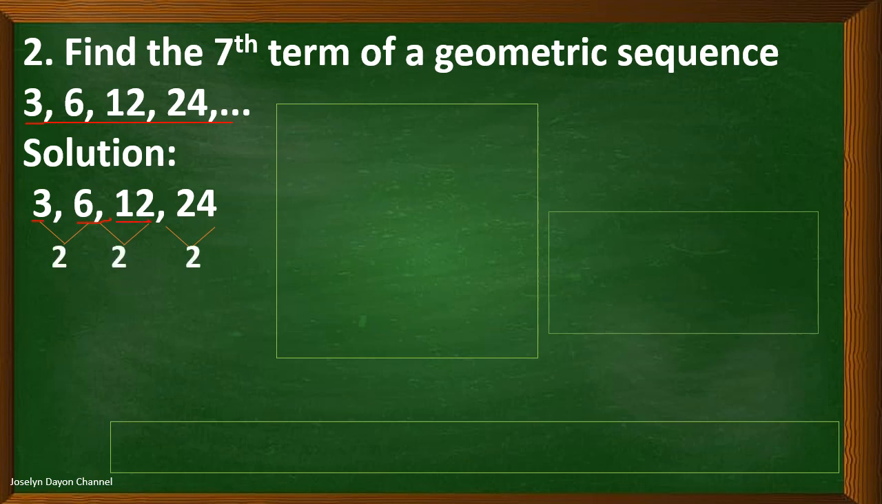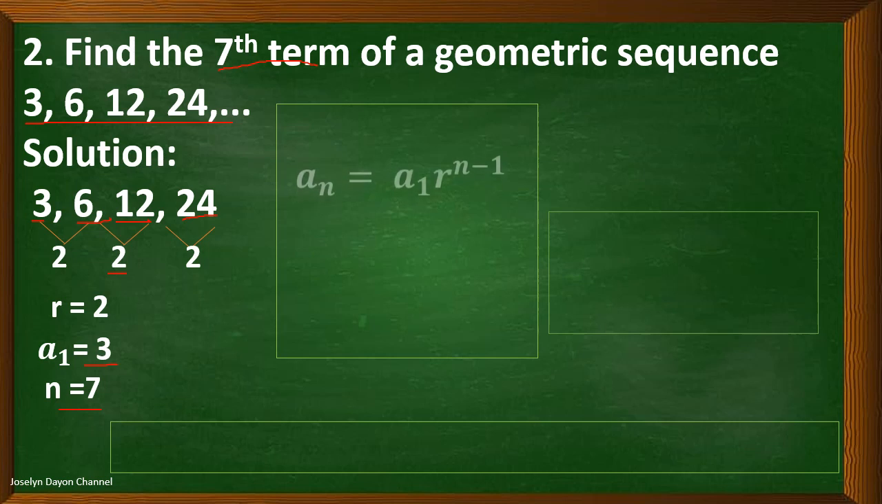12 divided by 6 is also 2. And 24 divided by 12 is also 2. So it means that the value of our common ratio is 2. Next, we also have to determine the first term. So our first term is 3. And our n is 7 because we are asked to find the seventh term.